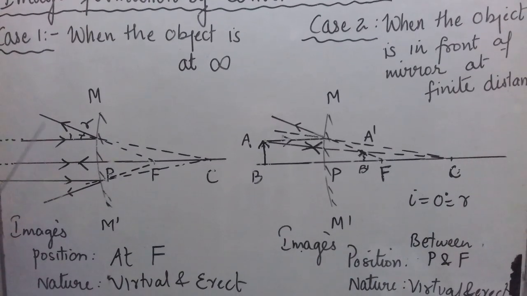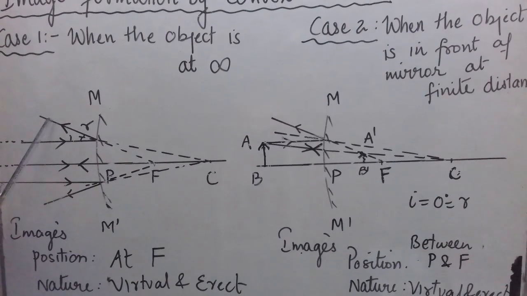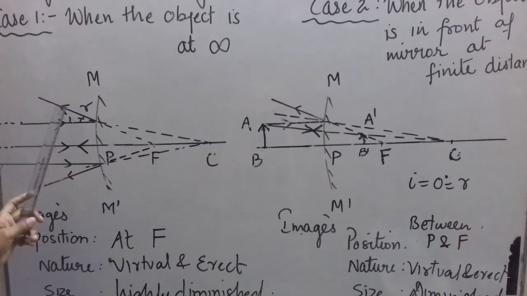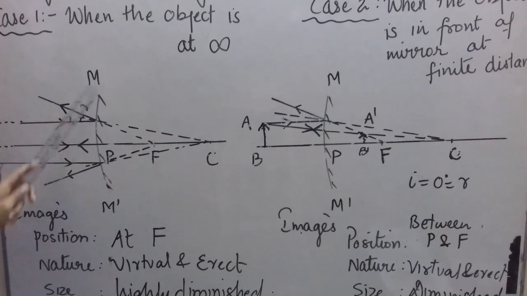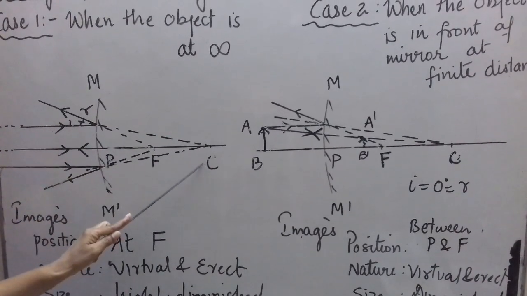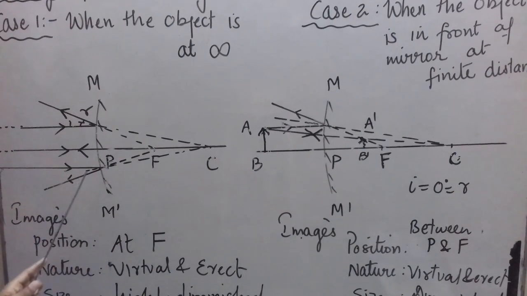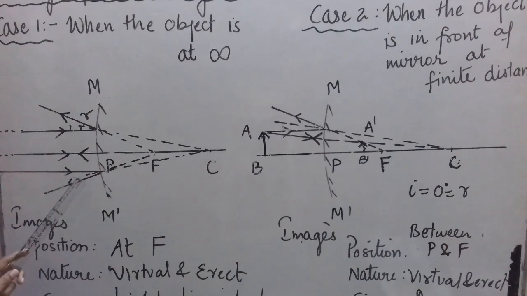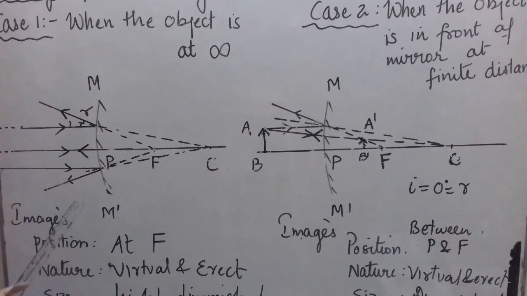Like this incident ray, one arrow. For this reflected ray, one arrow. Okay, so for every ray, whether it is incident or reflected, you have to put arrows. MM dash is aperture, P is a pole, F is a focus, C is a center of curvature. If you miss anything, you can lose marks. Prefer to write these image properties close to the ray diagram whenever you are asked to draw the ray diagram.